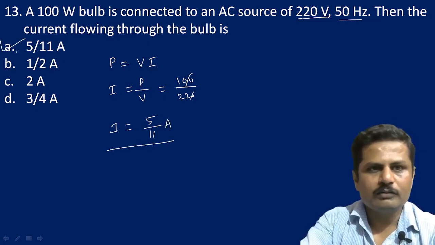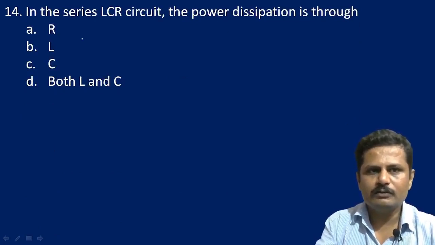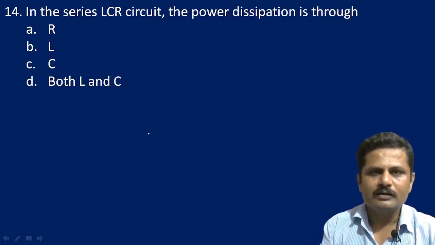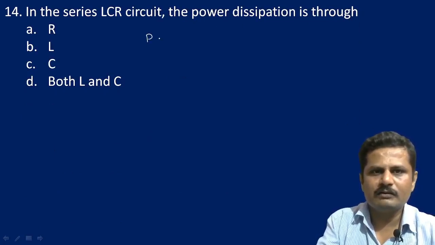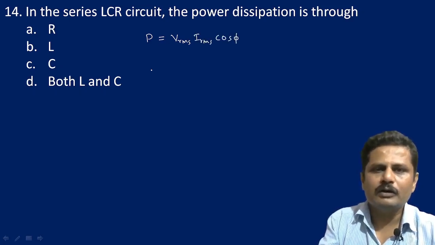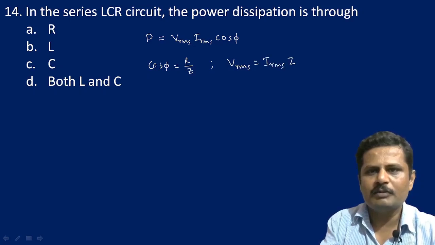Okay, moving to the next problem. In the series LCR circuit, the power dissipation is through R, L, C, or both L and C. So as we know, the power dissipation in the series LCR circuit is equal to Vrms Irms times cos phi, that is the power factor. So we know that cos phi, that is power factor, is equal to R by Z, as well as Vrms can be written as Irms times impedance, that is Z.